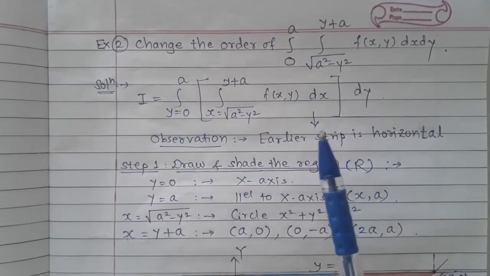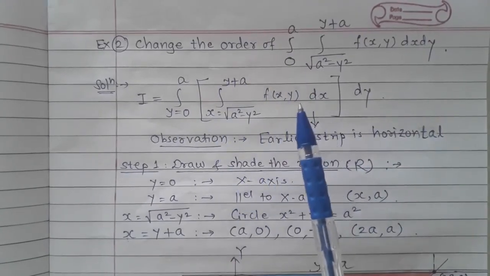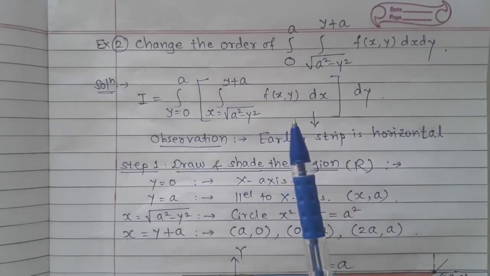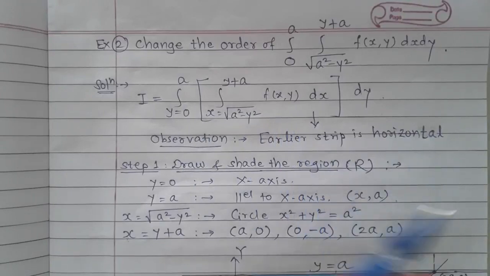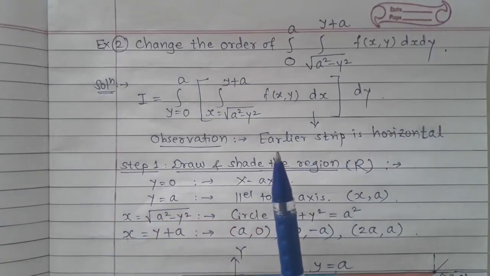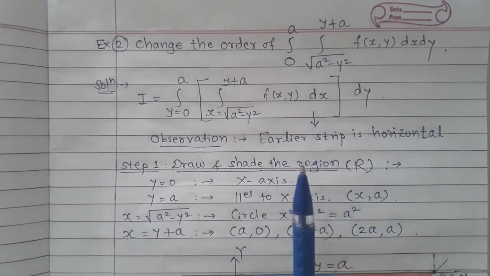So here our observation is what? That the inner integration is with respect to x. Therefore, the direction already considered for finding these limits is horizontal direction from left to right. So to change the order, we have to change the horizontal direction to vertical, from bottom to top.